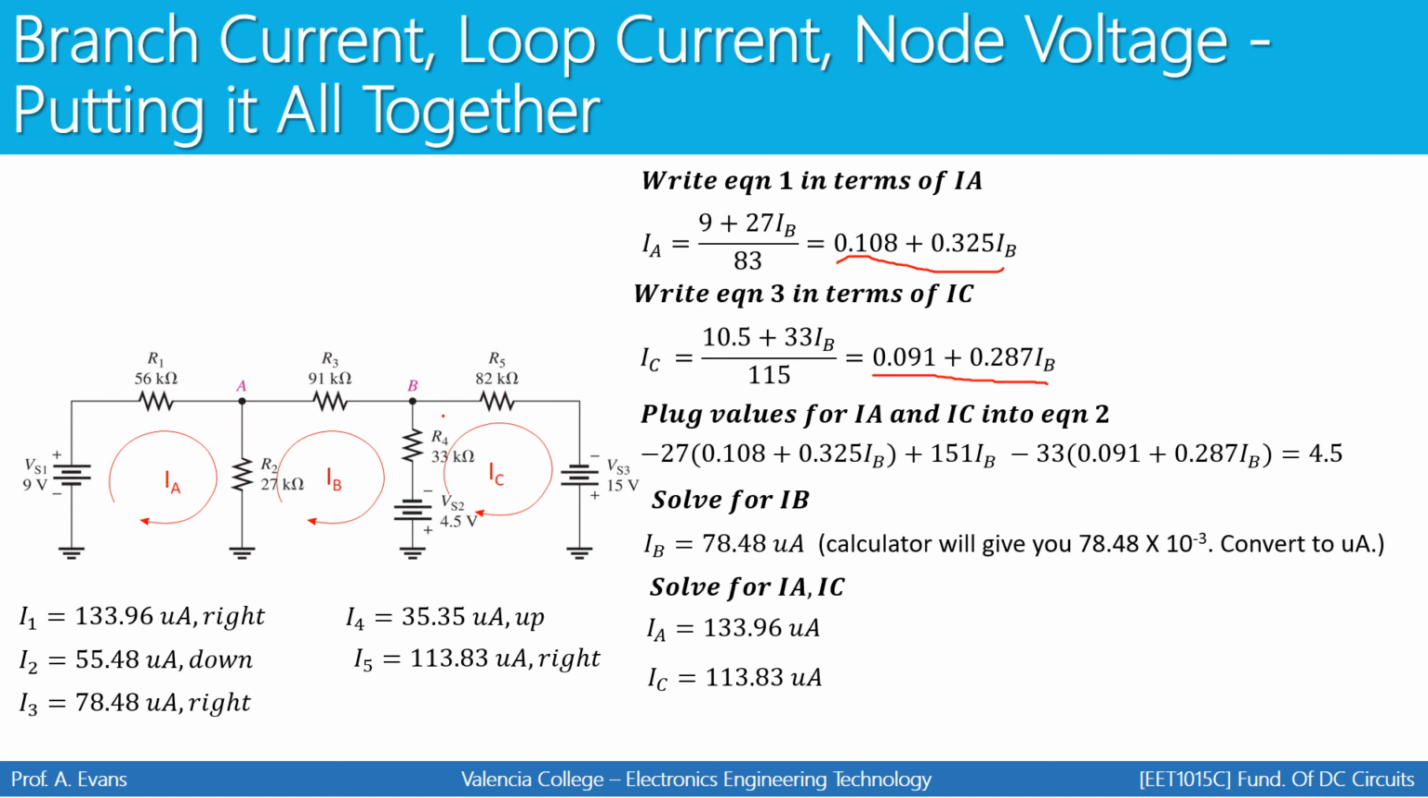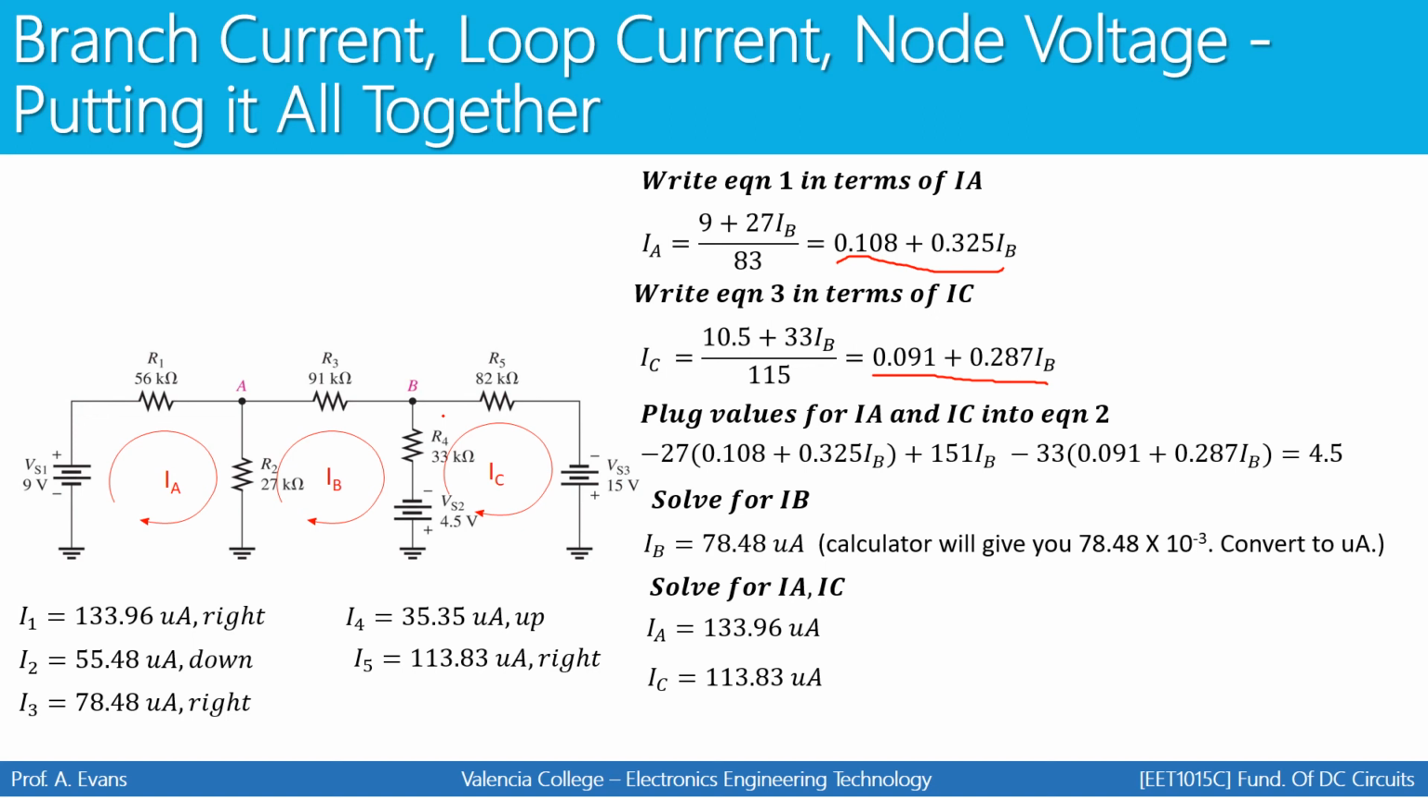So branch current method was really not the best approach for solving this. Loop current was fairly reasonable. We had to solve for 3 unknowns, but it wasn't too difficult. And again, you could have also used a 3x3 matrix to solve this. But there's the algebra.